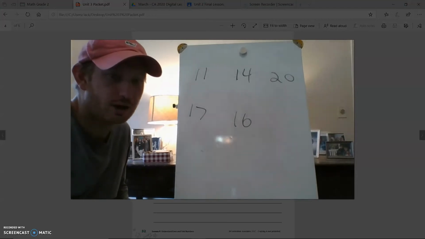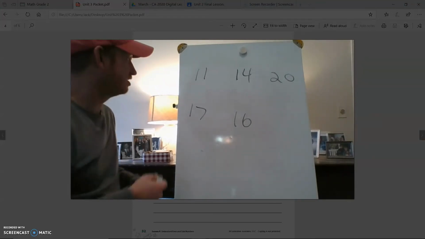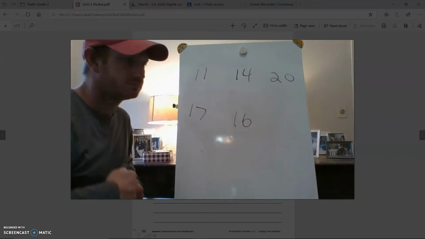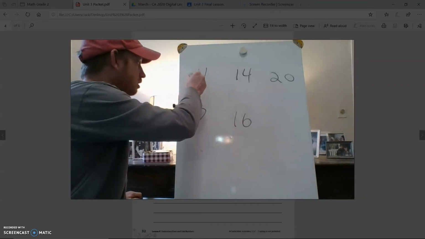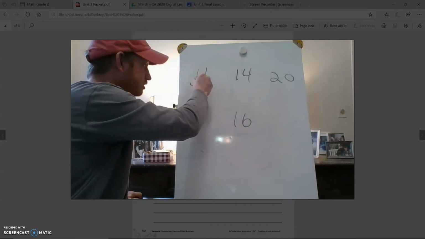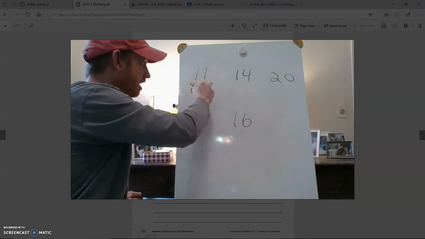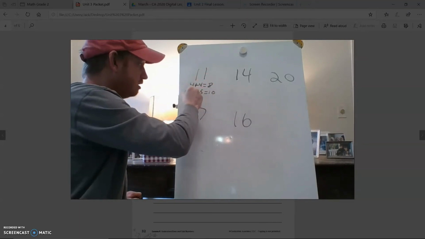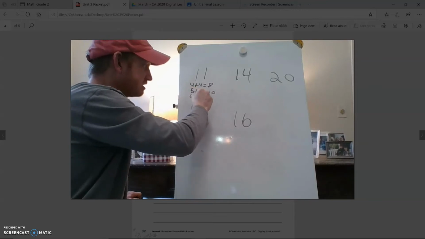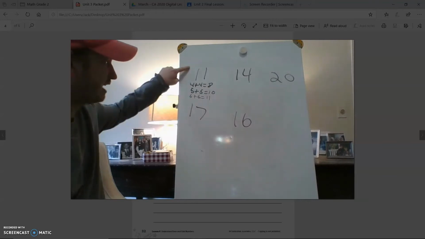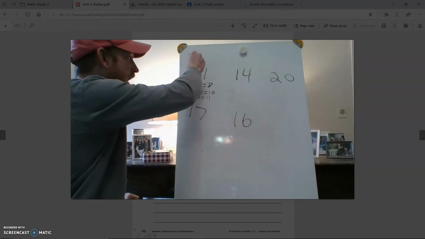And we need to find out if these are even or odd numbers. Well, does 11 have any double fact families? Let's see. I know that 4 plus 4 is 8, 5 plus 5 is 10, and 6 plus 6 is 12. So this doesn't have any doubles fact families, so it's going to be an odd number.